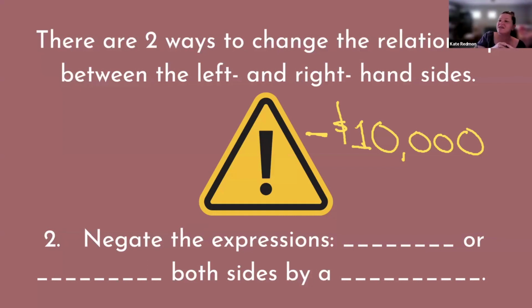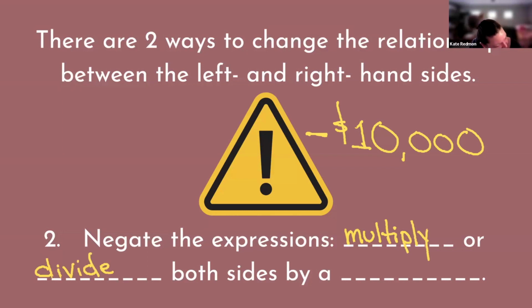So that's what I mean when I say negating. Changing the sign from positive to negative or negative to positive will change the relationship. But you're like, when do I negate things? Like my $10,000 never turns into $10,000 of debt, Kate. When does this happen? I'll tell you when it happens. It happens when you multiply or divide the expressions on the left and the right-hand side by a negative number.